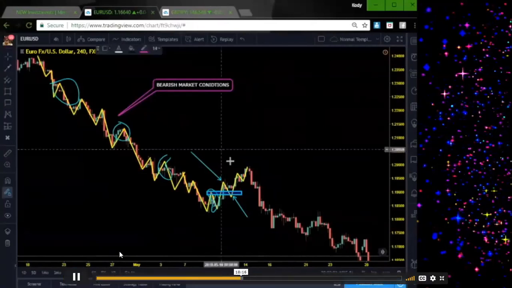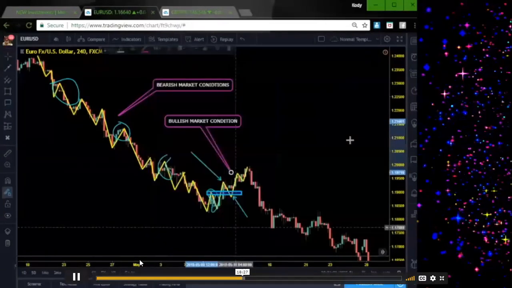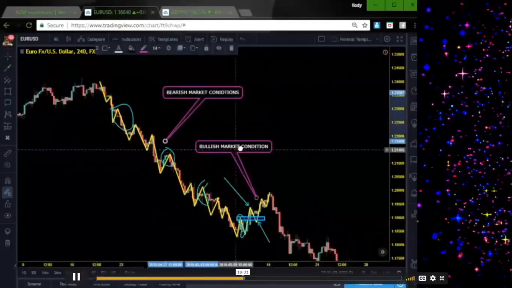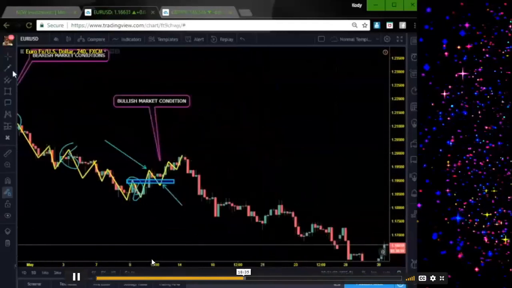That's key. So here's a bullish market condition. I did not spell bullish correctly. There we go. Awesome. All right. So guys, here are two examples in front of you. We have a bearish market, we have a bullish market, and guess what's going to happen here?